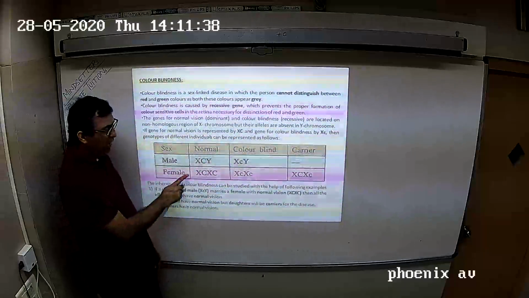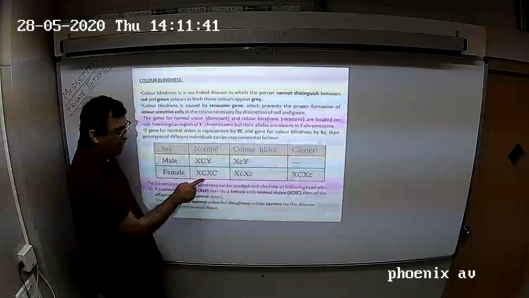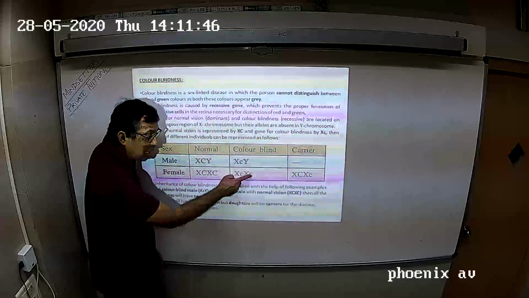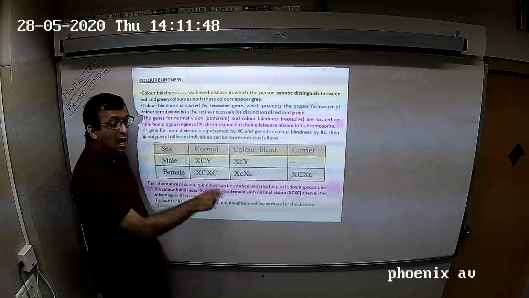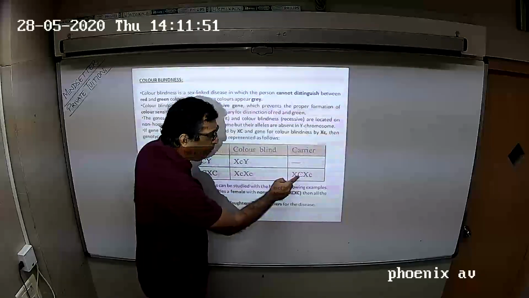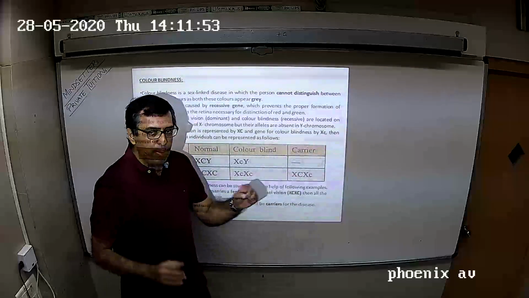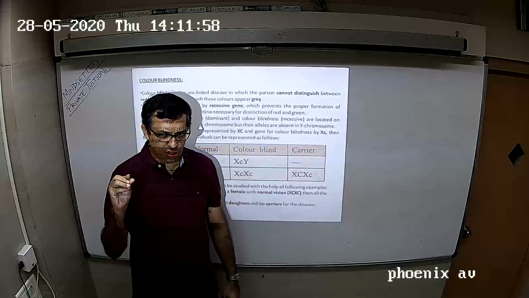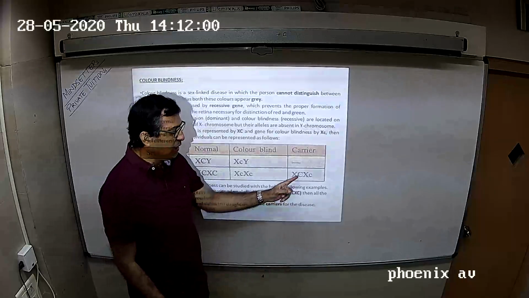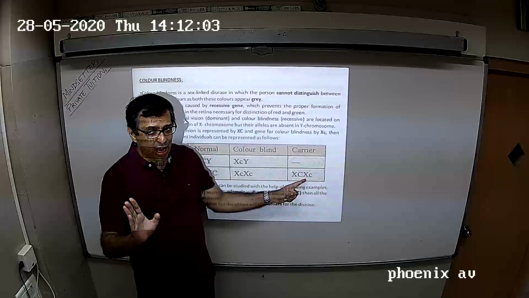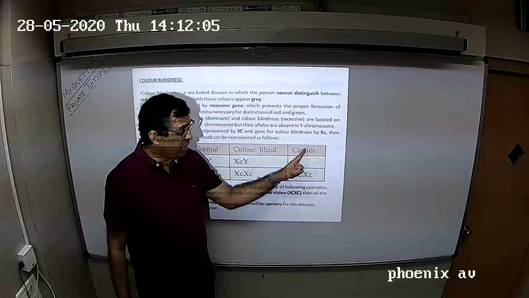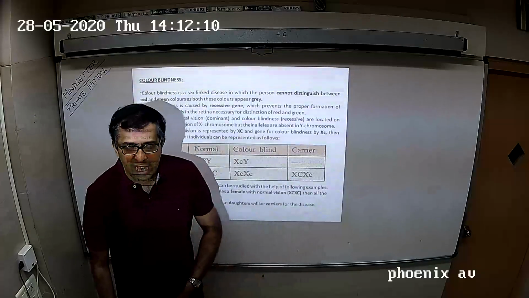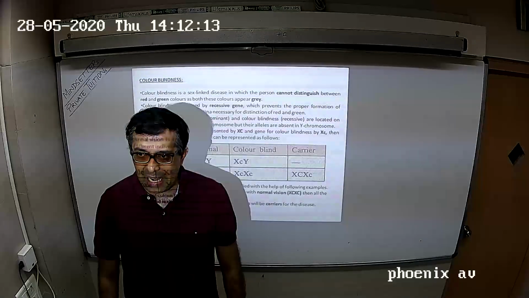In case of females, X capital C X capital C is normal vision. X small c X small c, both are small c, so she will become color blind. If it is X capital C, X small c, then capital C, the normal gene will become dominant and the small c will become recessive. So this lady herself will not have color blindness, but she will become a carrier for color blindness with X capital C, X small c. She will be a carrier for color blindness.